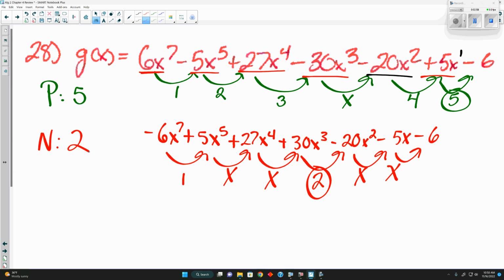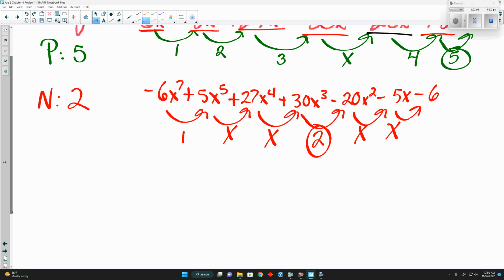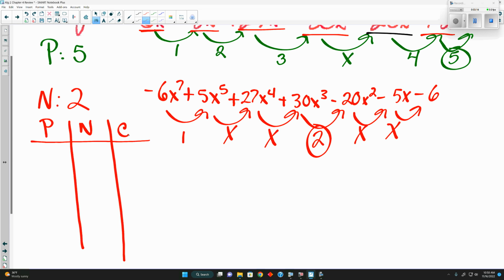Guys, any questions on how we found this here? Yep, if the degree is odd, we do. If the degree is even, it stays the same. Now the most positive numbers we can have is 5. The most negatives we can have is 2, and we have a total of 7 solutions because the degree is 7. 5 and 2 does add up to 7, so we will have 0 complex.